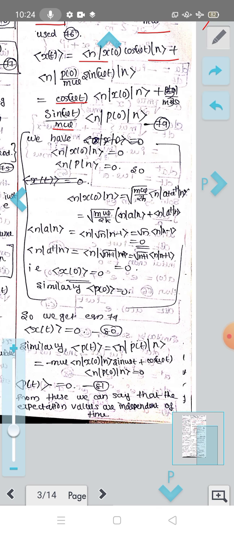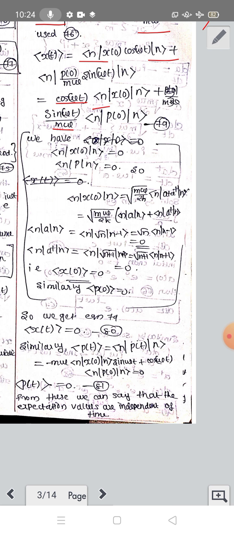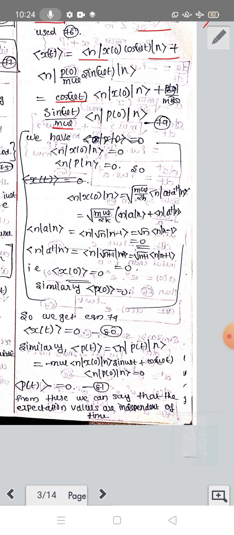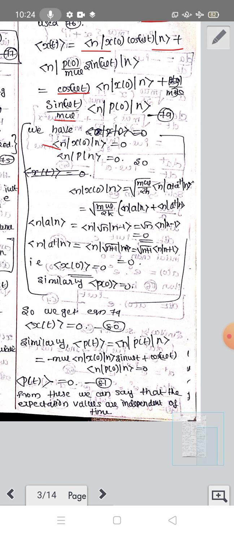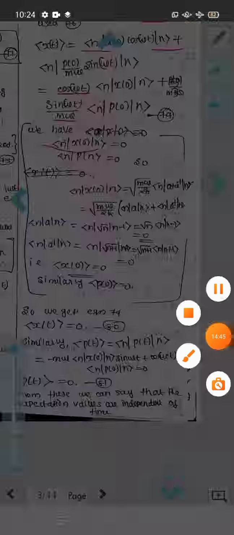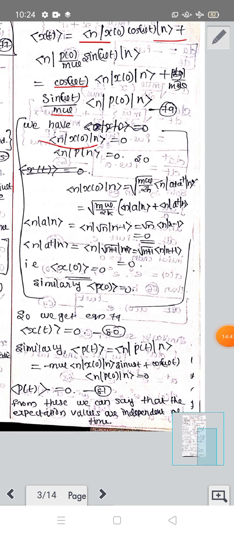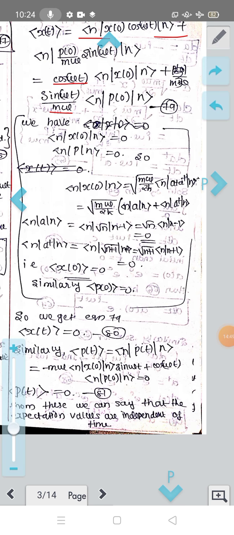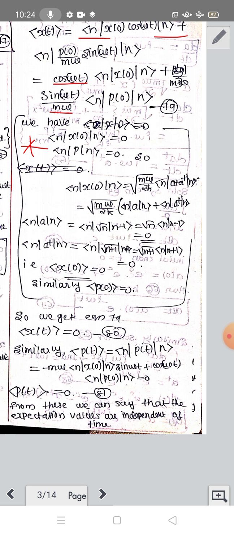Now we want to find out this. What is the expectation value of x of 0 and p of 0? For that, we have bra n x of 0 ket n is equal to 0, and bra n p of 0 ket n is equal to 0. The steps are given here. You can just remember this result.